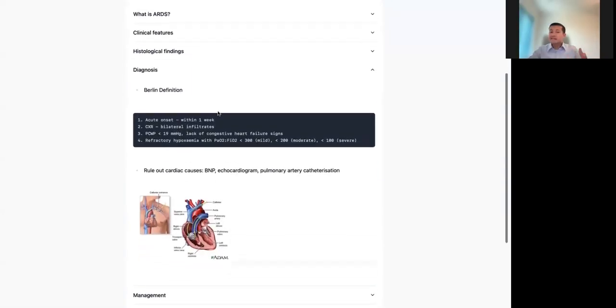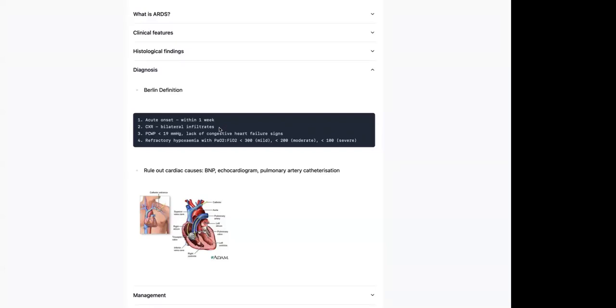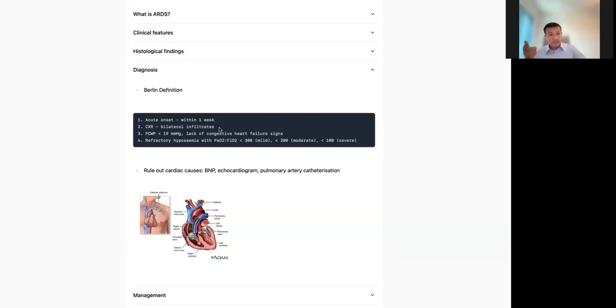So obviously ARDS is an acute thing, so it must be within 1 week. The symptoms cannot be present for, let's say, more than weeks or months. Next, the chest X-ray must show bilateral infiltrates. If it's only one side, then more likely it could be, let's say one lung is quite out, but the other lung is not. Pneumonia. Very good. This is pneumonia, probably severe pneumonia, not the ARDS.